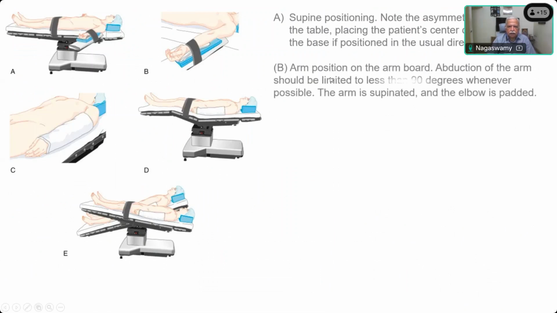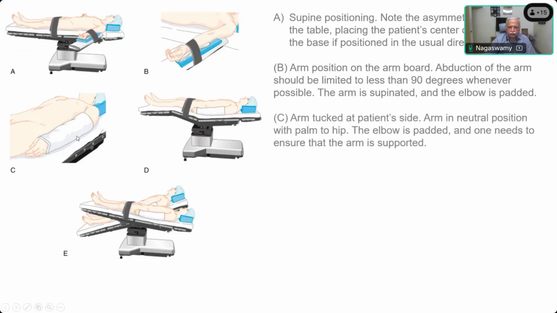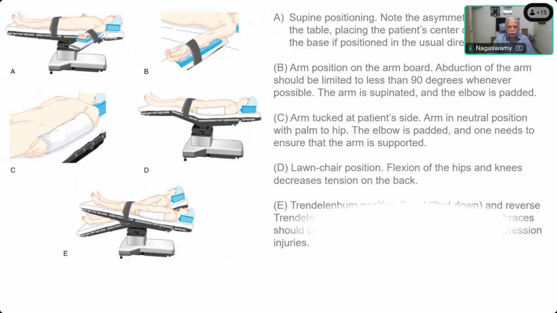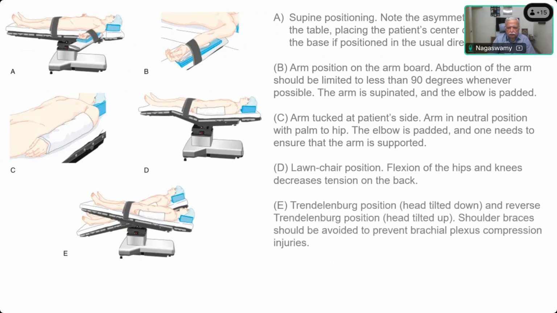And B is how you keep the arm on the arm board. And C is the arm tucked under the patient's side. How do you do that? And lawn chair position is D, flexion of the hips and knees to decrease tension on the back. Trendelenburg and reverse Trendelenburg. Again, you have to prevent brachial plexus compression injuries as well as the other effects which she mentioned correctly.